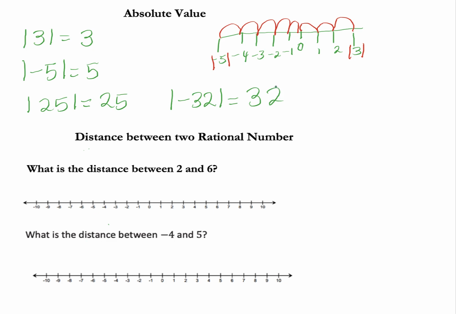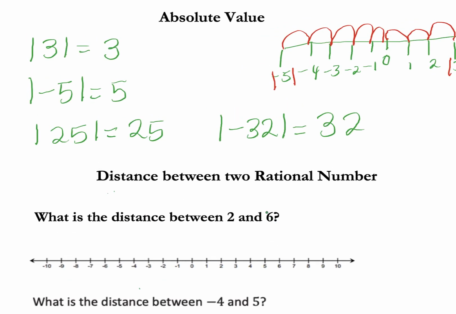Now, since we got that out of the way, let's look at the distance between two rational numbers. So the first question I have here is, what is the distance between 2 and 6? So I have a number line here, and I'm going to find 2, which is right here, and I'm going to call that A. And I have 6 right here, and I'm going to call that B. Now, because the numbers are so small, to find the distance, you'll be like, oh, I can count that. So you're like 1, 2, 3, 4.